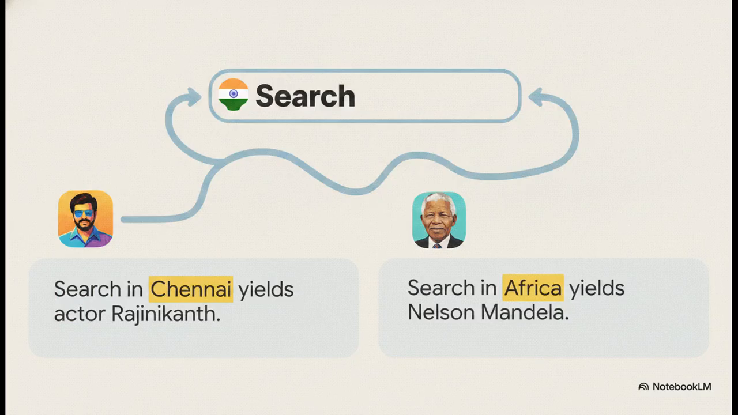Now, to really grasp why context is absolutely vital, think about your standard search engine for a second. If you pull out your phone and search for superstar while sitting in Chennai, India, you'll almost certainly get results for the actor Rajinikanth. But if you search for superstar in Africa, the algorithm might actually give you Nelson Mandela. See, the search engine uses over 200 hidden variables, like your location and your network, to guess your context. Medical AI, it doesn't automatically have any of that. Without providing specific context like age, gender, labs, and clinical setting, the AI is just completely guessing in the dark.